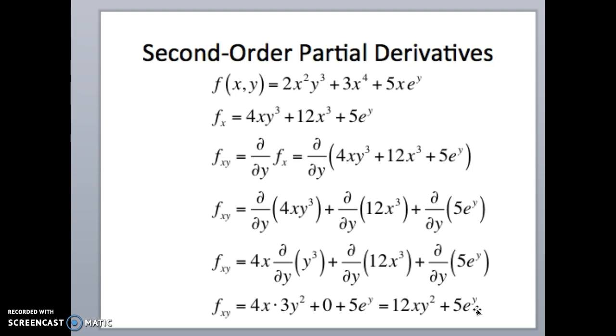So we've done f sub xx, we've done f sub yy, and we've done f sub xy. On the next video, I'm going to do f sub yx, which is first take the partial with respect to y, and then take the partial with respect to x, and we'll see something interesting about that.